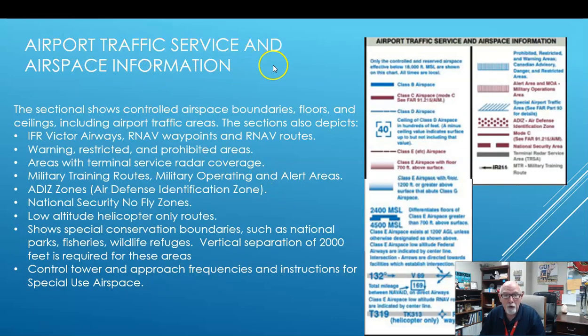Okay, Airport Traffic Service and Airspace Information is in this box. You can see it'll tell you whether you're in Class B, Class C, the types of airspace that you're in, and the boundaries of that airspace. So it'll tell you your Victor Airways, your RNAV waypoints, warning and restricted areas, prohibited areas, areas with TRSA, which, by the way, Wilmington Airport ILM has, military training routes, operating areas, alert areas, air defense zones, which is basically coming in and out of the United States, national security, no-fly zone like Washington, D.C., low-altitude helicopter-only routes, and control tower approaches and frequencies. It'll give you special conservation boundaries where, like at Cape Hatteras, vertical separation of 2,000 feet will be required. And that's basically a blue line with dots in it. Okay.